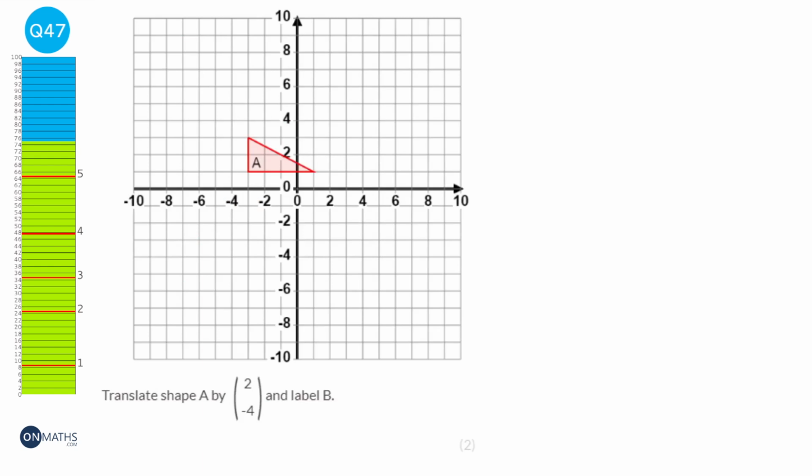When translating, we translate with vectors, and the top number in a vector tells us how far right, and the bottom number tells us how far up we go. And to translate a shape, you always pick a point. Now I always pick the top leftmost point, so I'm going to pick this one. And looking at the vector, it says we're going to go 2 to the right. So we do 2 jumps to the right, 1, 2. Now looking at the bottom, because it's -4, instead of going up 4, we're going to go down 4. So it would be 1, 2, 3, 4.